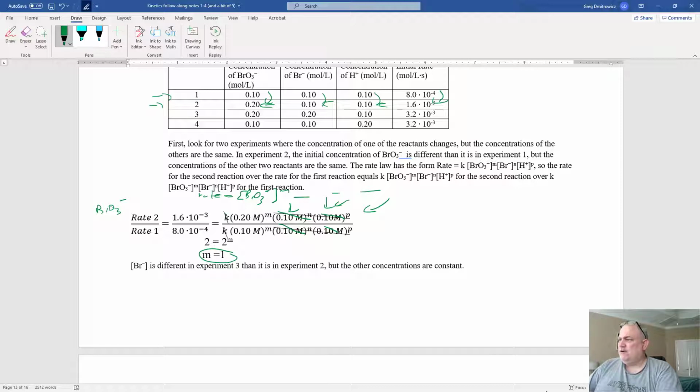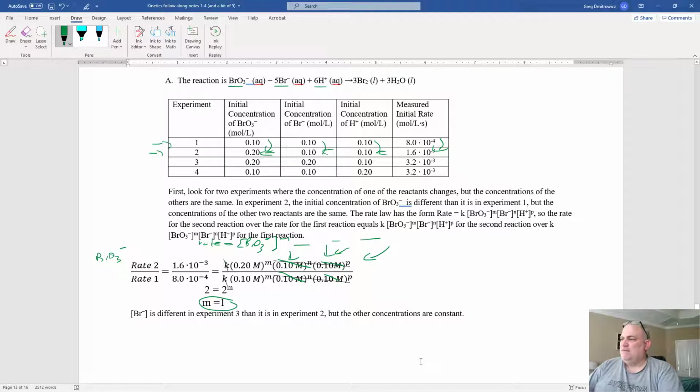Really quickly here, again, we could have, if we wanted to, plugged this into a calculator, but most of us understand that if we put a 1 into this expression right here, it'll work. So then we wanted to work with Br.